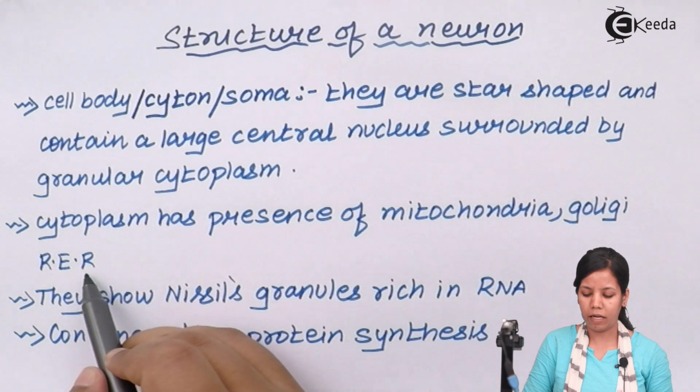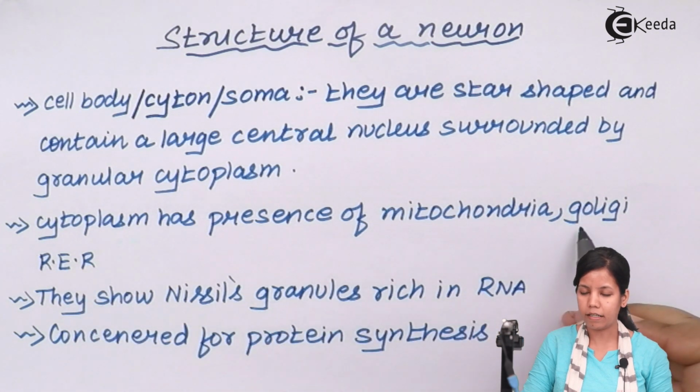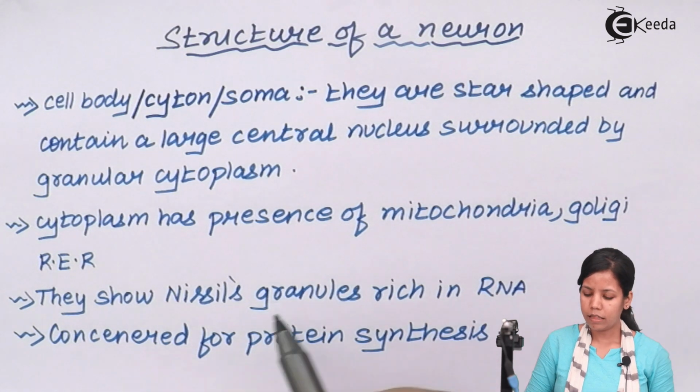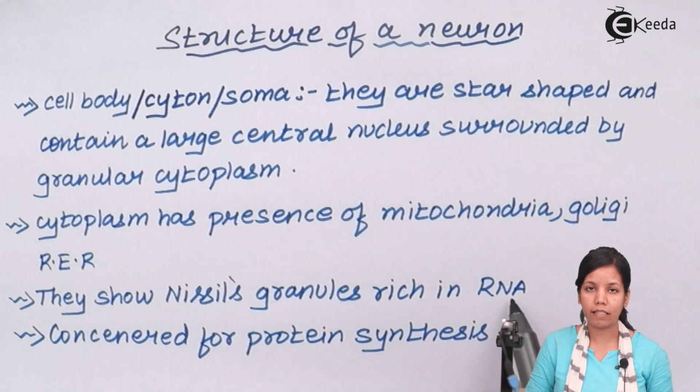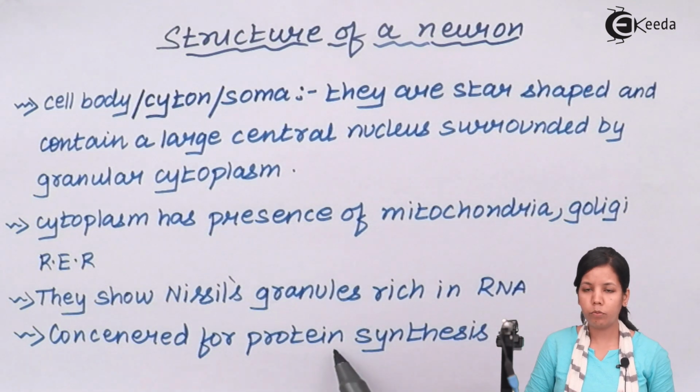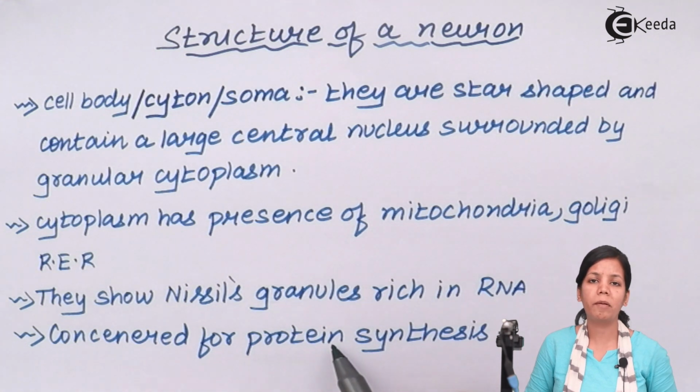Now, both your rough endoplasmic reticulum as well as Golgi apparatus help in the synthesis of protein. They are the protein machinery generating factory. They show the presence of Nissl granules. Now these Nissl granules are very much rich in ribose nucleic acid, and by being rich in ribose nucleic acid, they are concerned with protein synthesis. For example, the synthesis of your polypeptide chain.